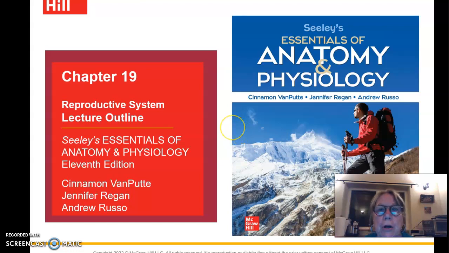This portion of the video is about the reproductive system. It'll be done in 3 parts, so you'll take part 1, part 2, and part 3. Part 1 is just the introduction. Part 2 is the male reproductive system, and part 3 is the female. This is basically the anatomy and physiology version of the birds and the bees.